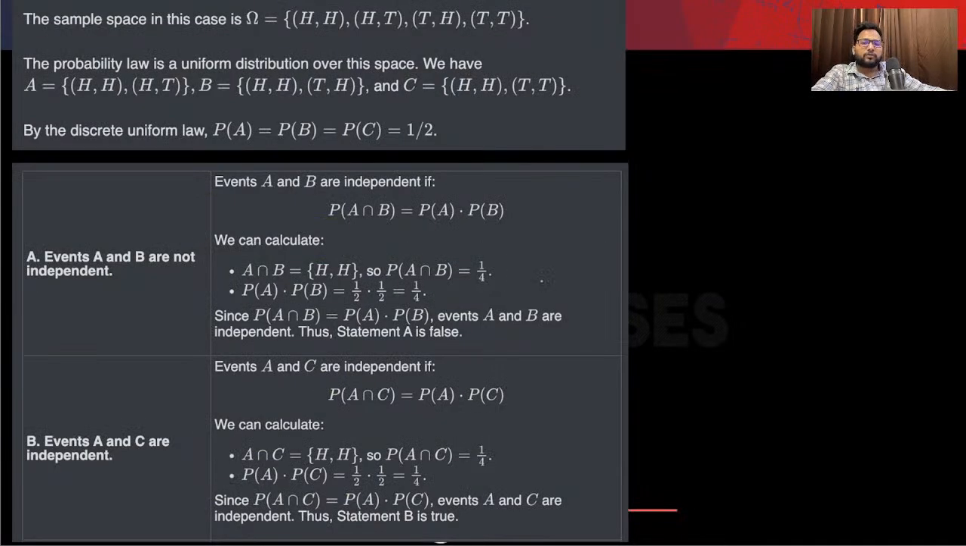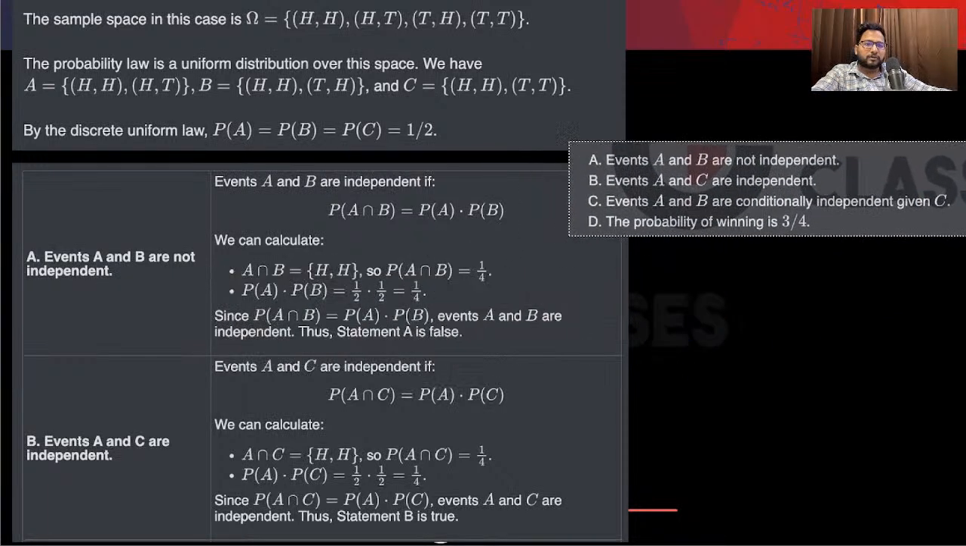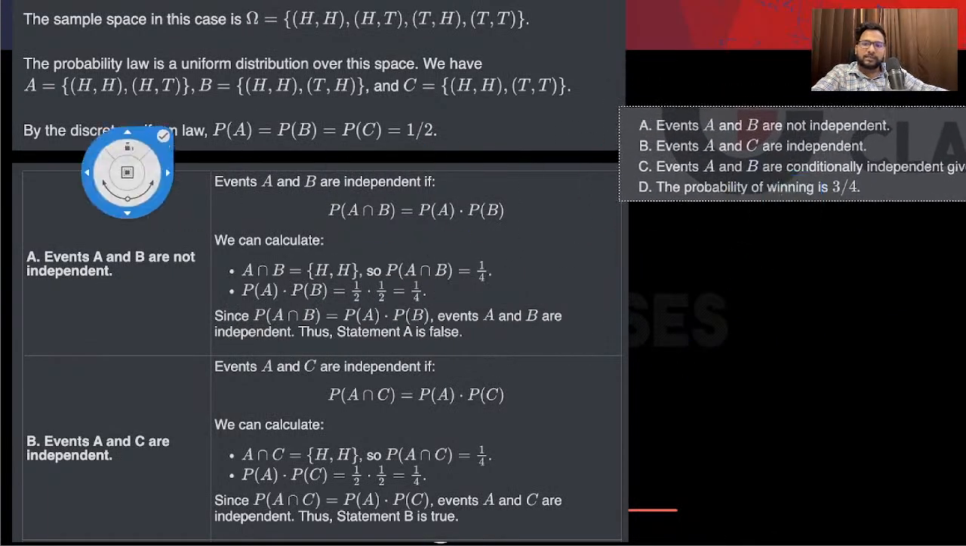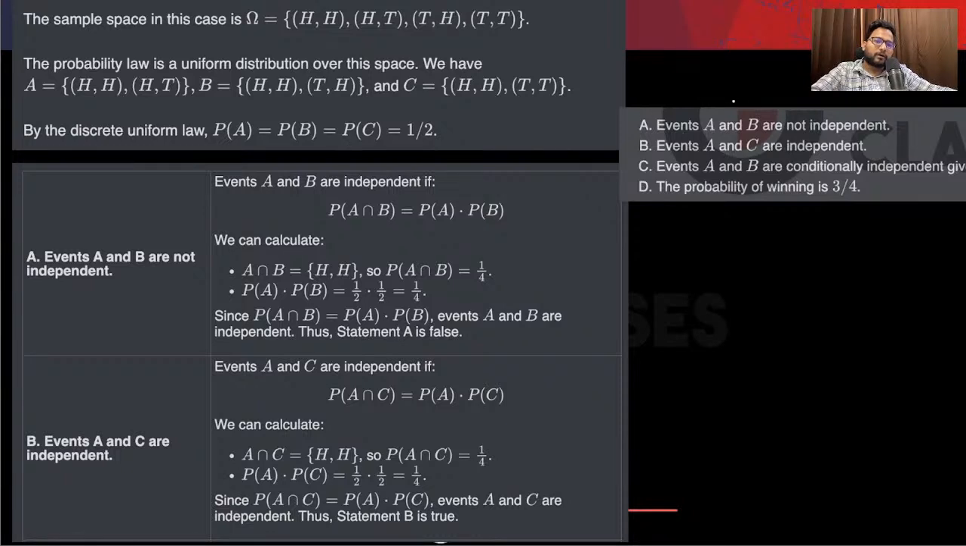Okay, so let me paste these options also. Let A be the event where the first toss is heads, B the event where the second toss is heads, and C the event that we are winning, and we win only when both are the same. Since we are tossing two coins, this is the sample space. I'm just writing what A, B, and C are. I hope that is clear to everyone.